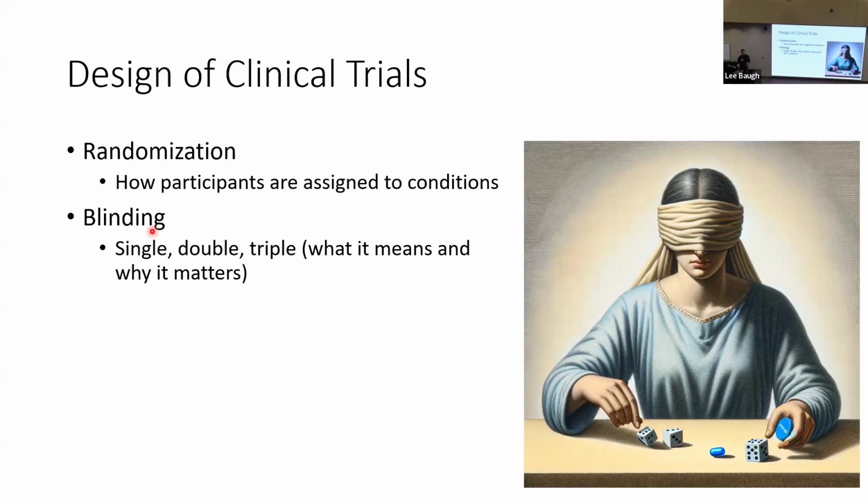So at a minimum, you want your research participant to not know whether they are in a control condition or in the experimental condition. Ideally, we would also like the person interacting with the participant to be blind as to whether they're in the control condition or the experimental condition. The reason for this is it may change the way that they interact with them.